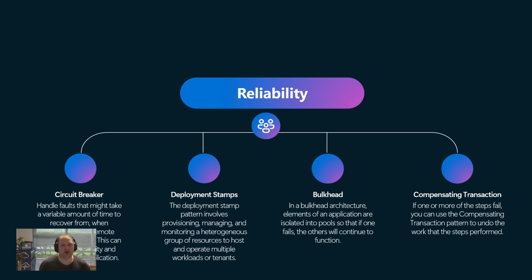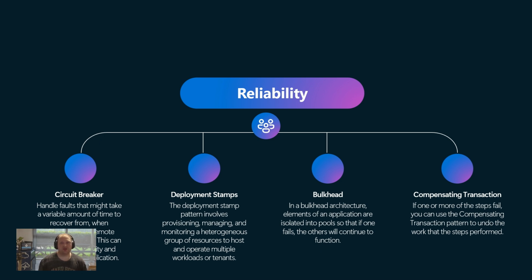Bulkhead. So in a bulkhead architecture, elements of an application are isolated into pools so that if one fails, the other will continue to function. This pattern is akin to compartmentalizing a ship into watertight sections. If one section floods, the others remain unaffected, keeping the ship afloat. By isolating critical services and resources, we limit the impact of failures and ensure that the rest of the application can continue operating smoothly.